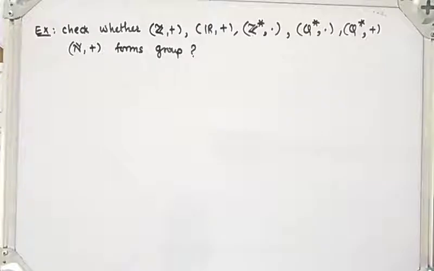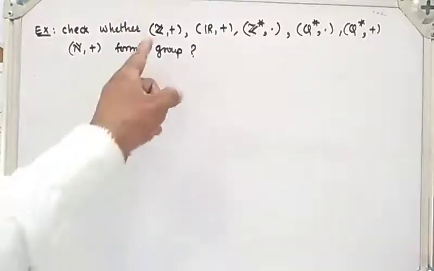To check whether it forms a group, we have to check four properties. First is closure. Closure means star is a binary operation or not. Second, the associativity property. Third, existence of identity. And fourth, existence of inverse. If all four properties are satisfied, then we say that G forms a group.